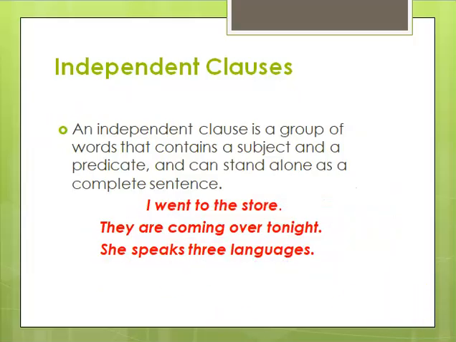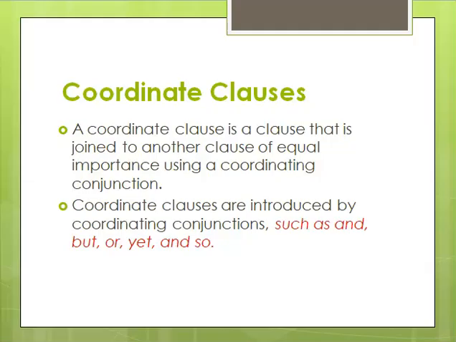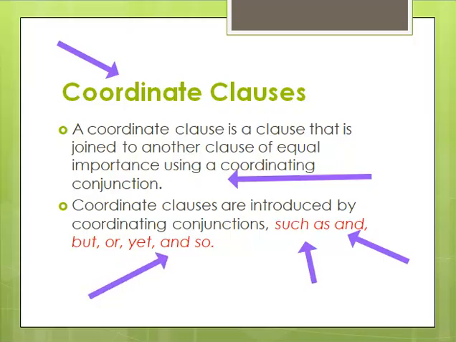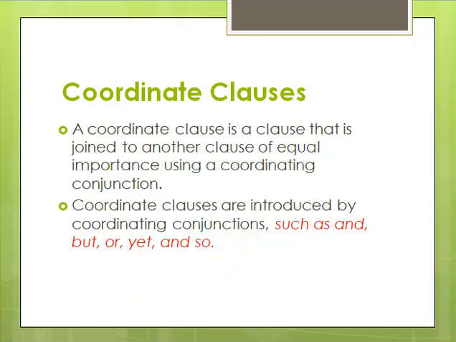Let's move on to the coordinate clause. What is meant by a coordinate clause? A coordinate clause is a clause that is joined to another clause of equal importance using a coordinate conjunction. Coordinate clauses are introduced by coordinating conjunctions, as I said before, such as and, but, yet, so. All of them are called coordinate conjunctions.